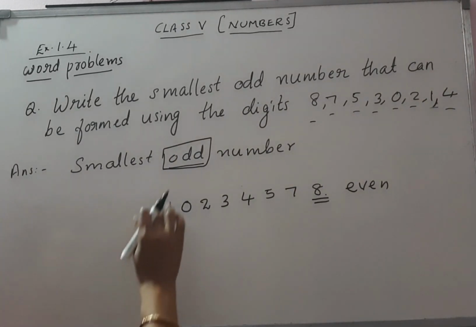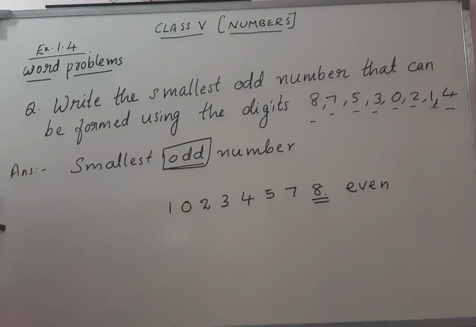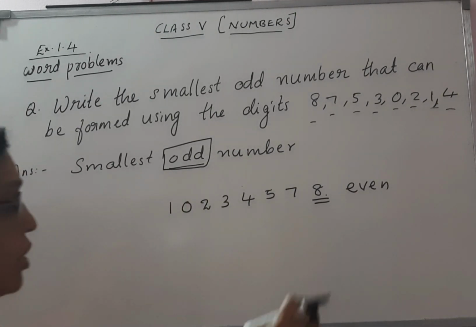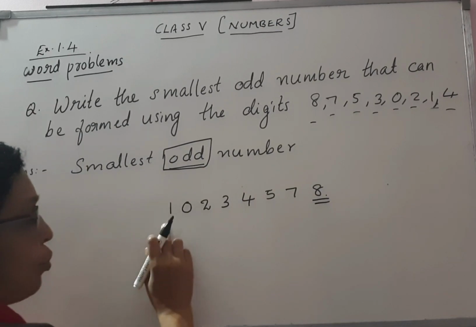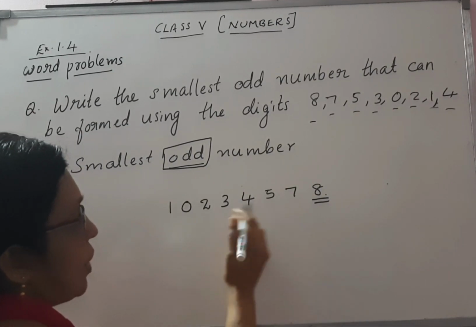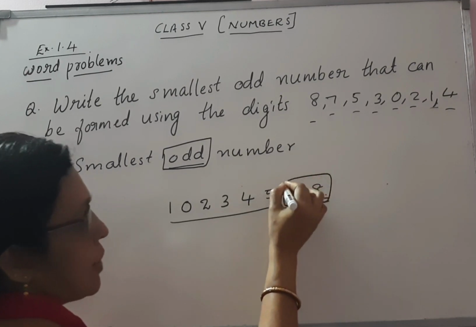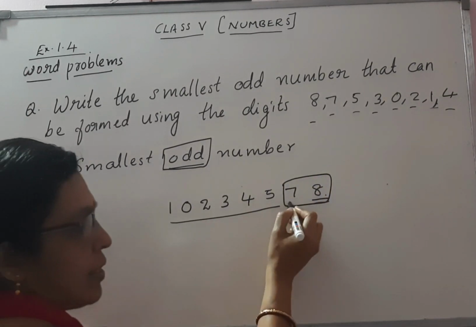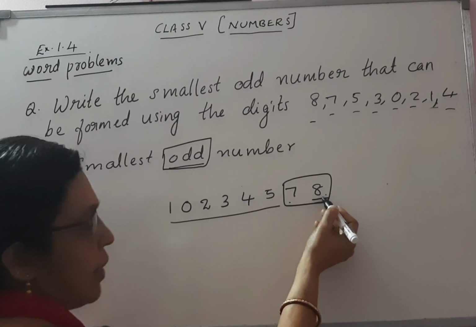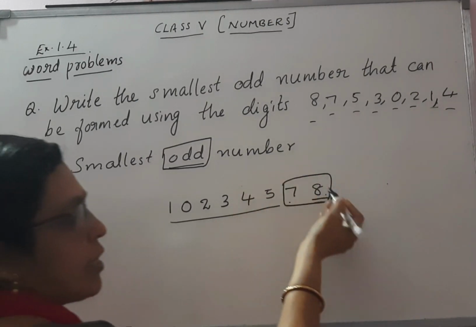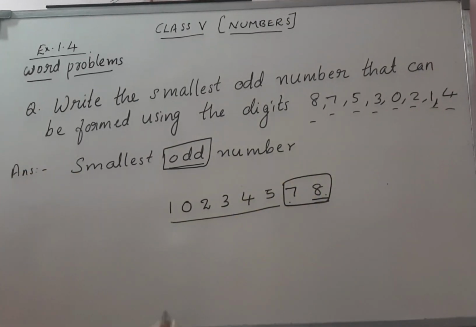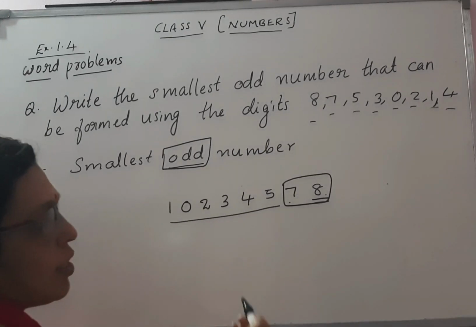But it is asked to form the odd number. So what can we do to form the smallest odd number? We should not do any changes up to here. We can do the changes in the last two places, because here 7 is an odd number and 8 is an even number. If you interchange the places of 7 and 8, then you will get the smallest odd number.